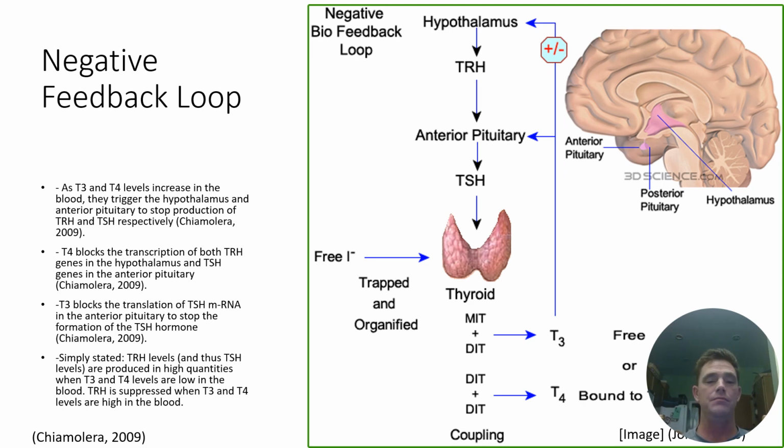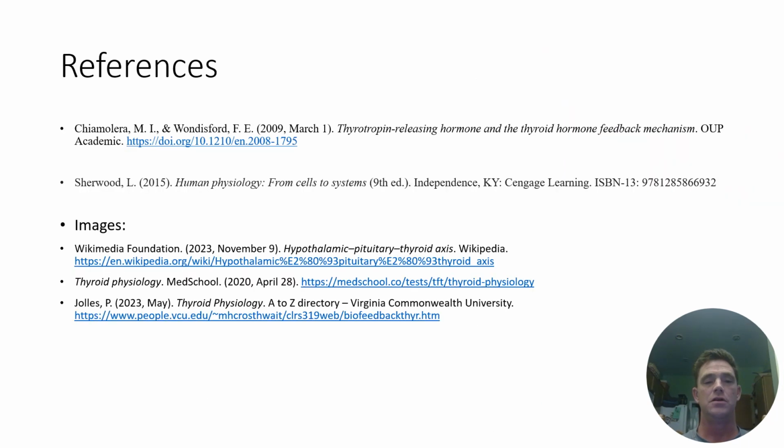Anyway, references to finish this off. The main article we're looking at, on regulation of thyroid negative feedback, was Chimera 2009. We also used the textbook for the information on the activation of the thyroid, that's Sherwood, 2015. And then of course our images: Wikipedia was the first image, Med School Thyroid Physiology the second one, Angelus. Thyroid, again, a textbook, thyroid physiology, that was from Virginia Commonwealth.